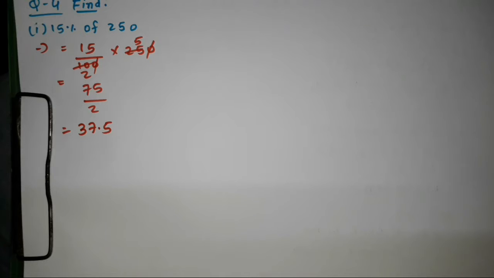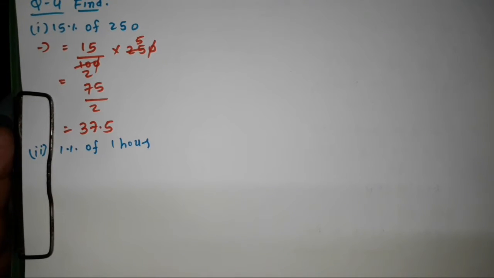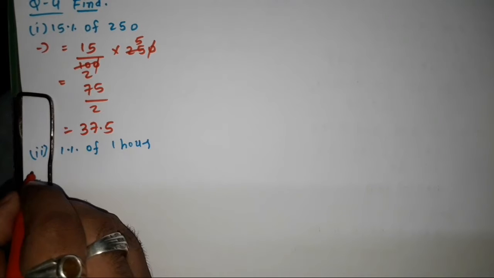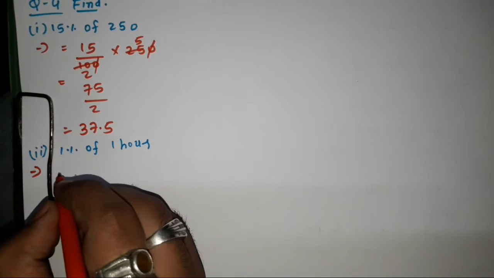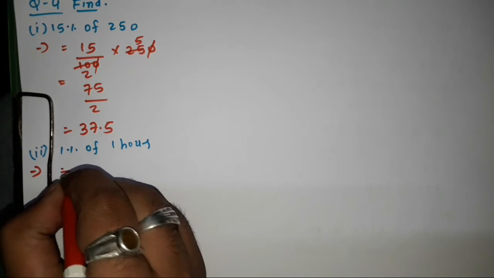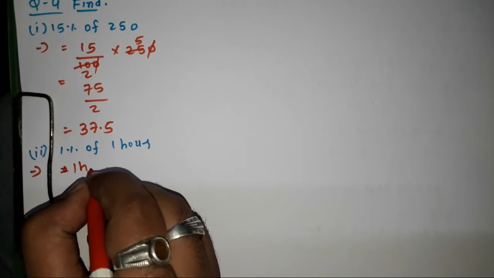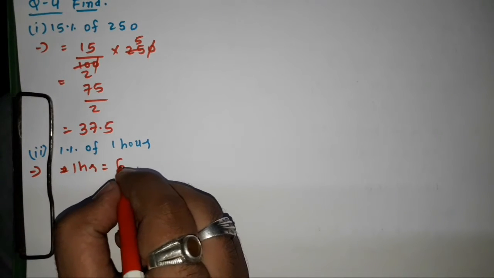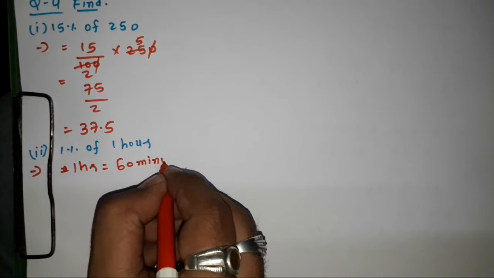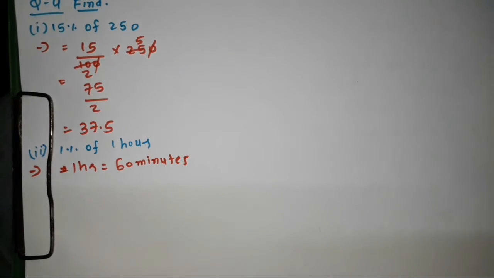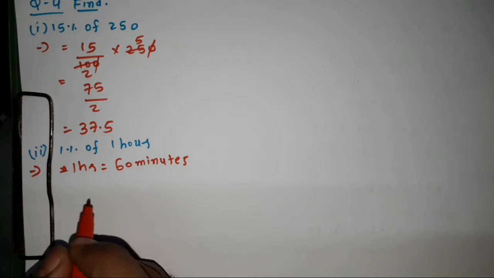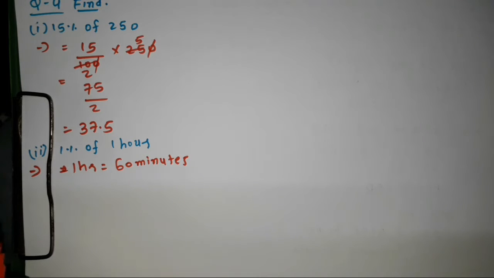So 15% of 250 is 37.5. Similarly, the next one is 1% of 1 hour. For that, the first thing we need to understand is how many minutes are in 1 hour. It is 60 minutes. Also, there is another quantity, seconds. In 1 hour there are 60 minutes, and in 1 minute there are 60 seconds. So first, to find minutes, 1 hour is equal to 60 minutes.